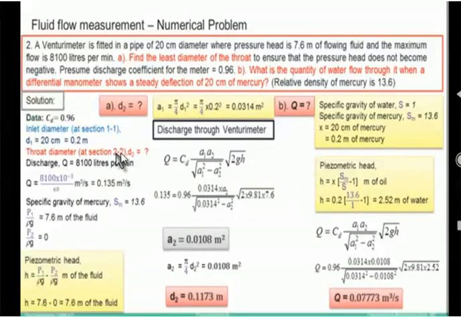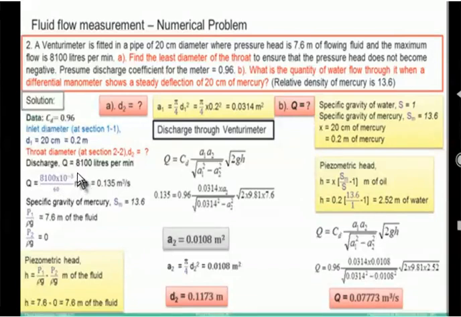So that is nothing but d2 is equal to how much. Okay, so now the discharge he has given, that is 8100 liter per minute. So that we have to convert it into meter cube per second. So how to convert that? First we have to convert that liter per minute into the meter cube per second.